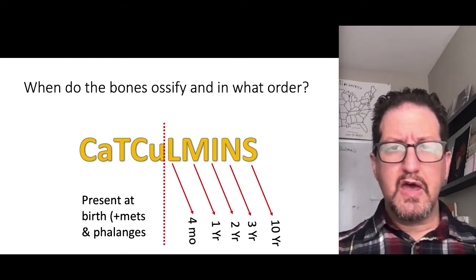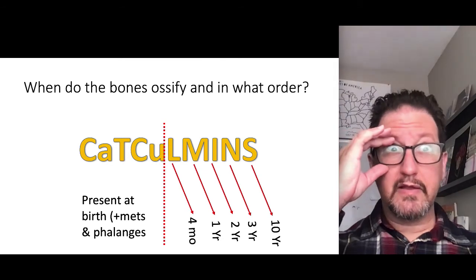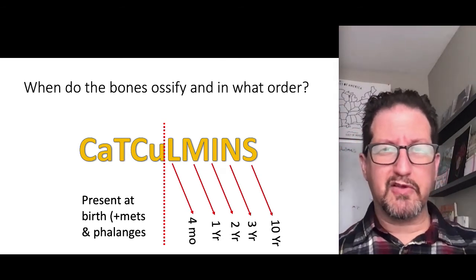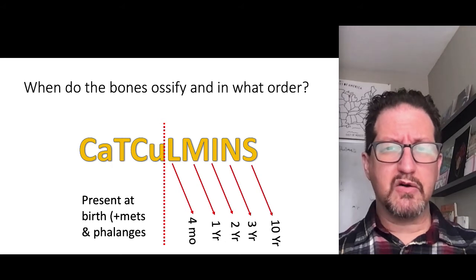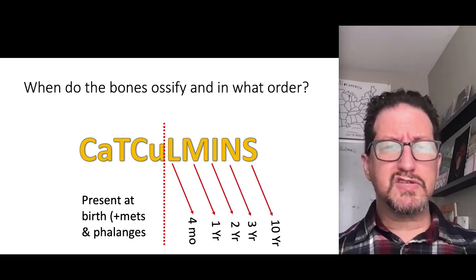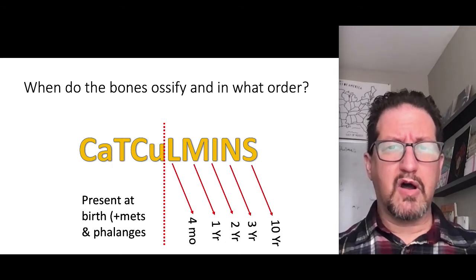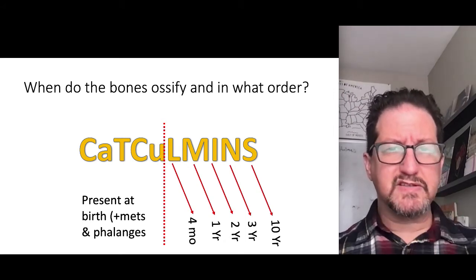If you're asked a question, say, on a midterm exam, and they ask you how old a particular child is based on the radiographs, you can start to figure that out based on these average dates. So Cat-Cull-Mins is a helpful mnemonic for you.